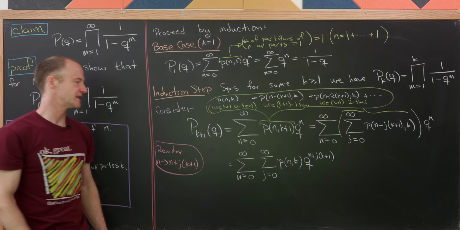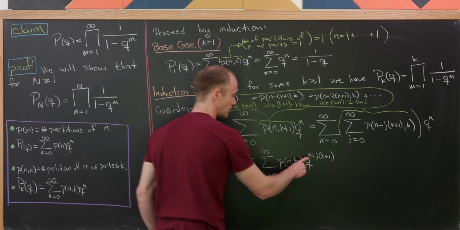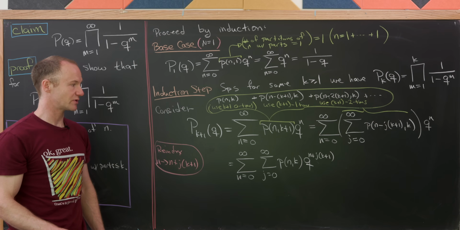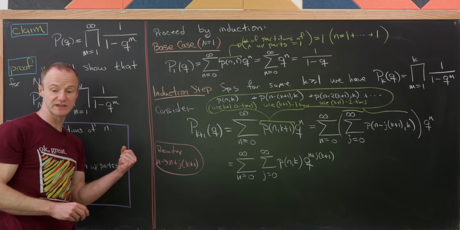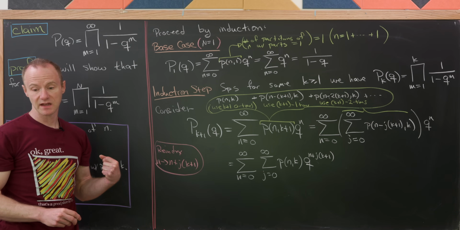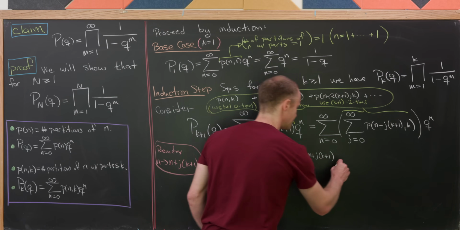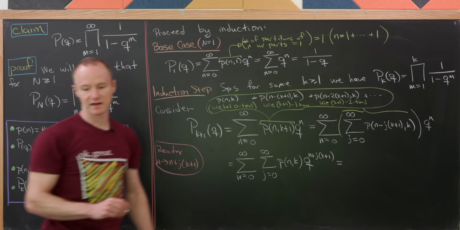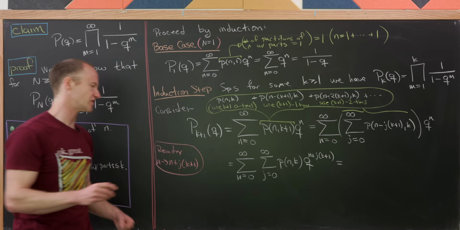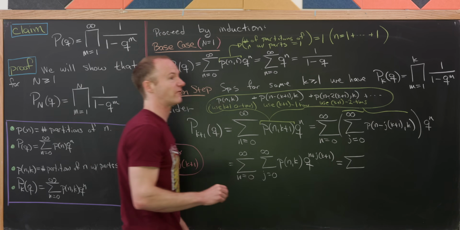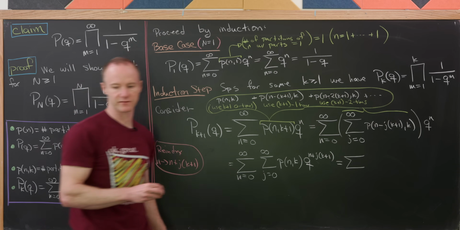But now I'm going to pull this into some pieces. So I'm going to take this n plus j times k plus 1 and pull it apart into q to the n, and then q to the j times k plus 1. So let's do that. So that's going to leave us something like this. And then furthermore, I'm going to change the order of summation. Remember, everything here is happening formally, so we don't have to worry about convergence.